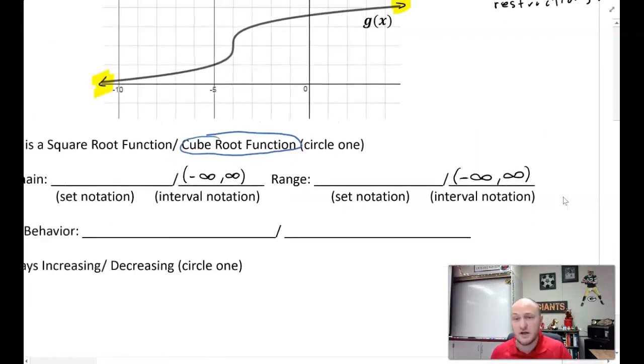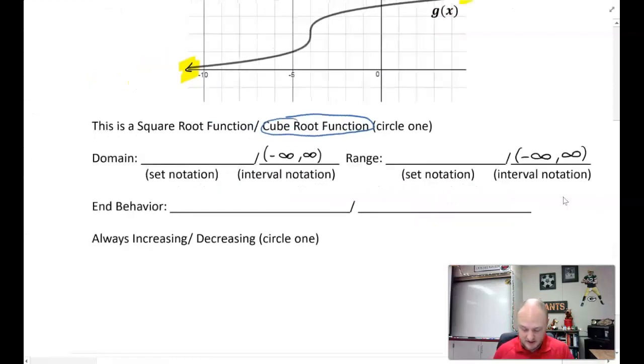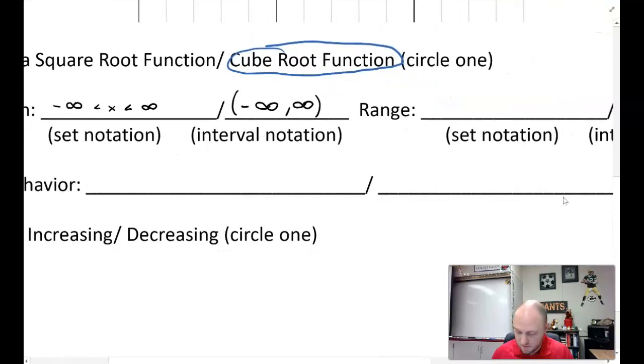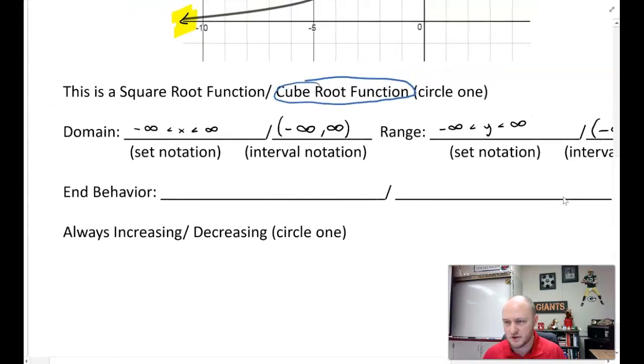Okay, and then for inequality notation, I just need to write this as a compound inequality. We're starting at negative infinity. Our x values are in between. So negative infinity is less than x, which is less than infinity. And our inequality notation for range is the same thing. Negative infinity is less than y, which is less than infinity. Okay, so make sure you're using the appropriate variable there too for your notation.